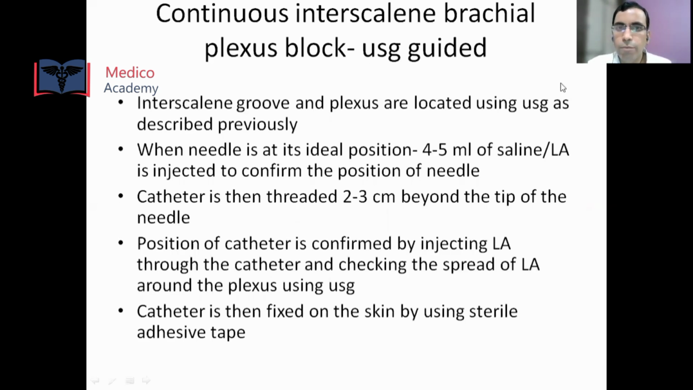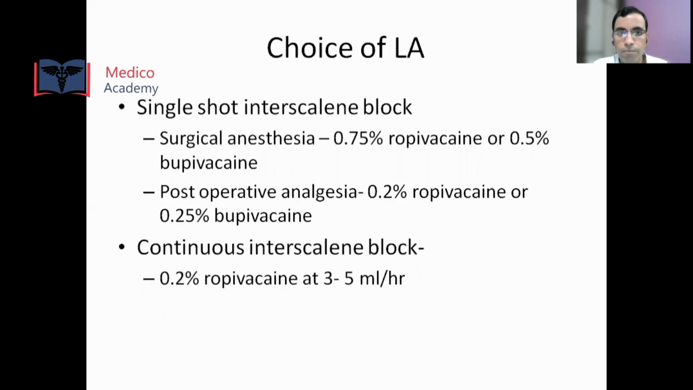For continuous interscalene brachial plexus block, the interscalene groove and plexus are located using ultrasound as described for the single shot technique. When the needle is at its ideal position, 2 to 3 ml of saline is injected to confirm the position of the needle. The catheter is then threaded for around 3 centimeters beyond the tip of the needle. Position of the catheter is confirmed by injecting local anesthetic through the catheter and checking the spread of local anesthetic around the plexus using ultrasound. Catheter is then fixed on the skin by using sterile adhesive tape.